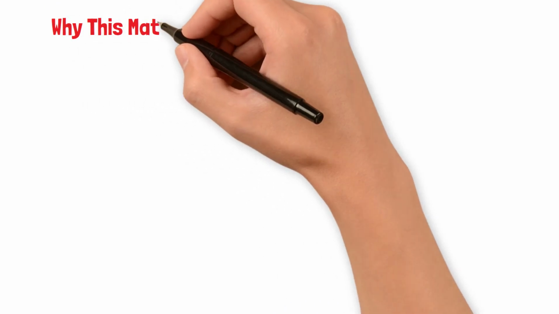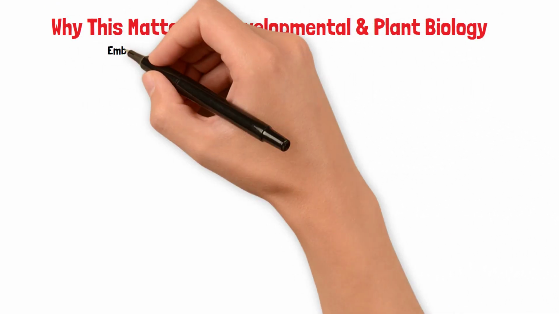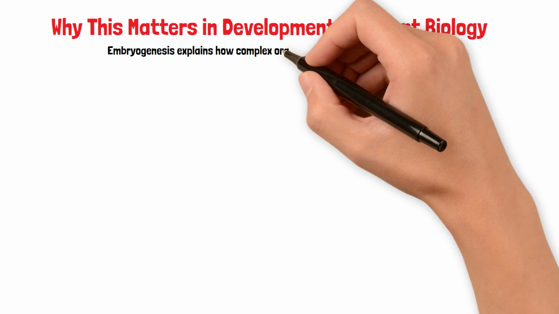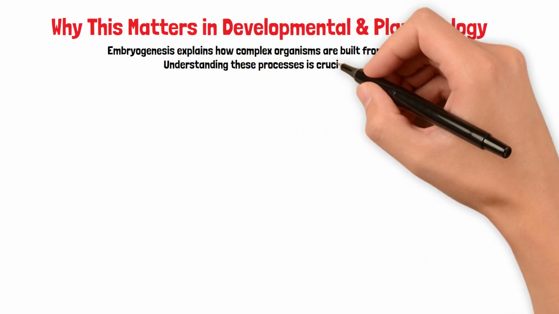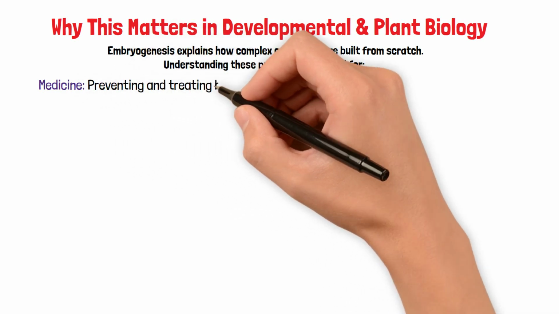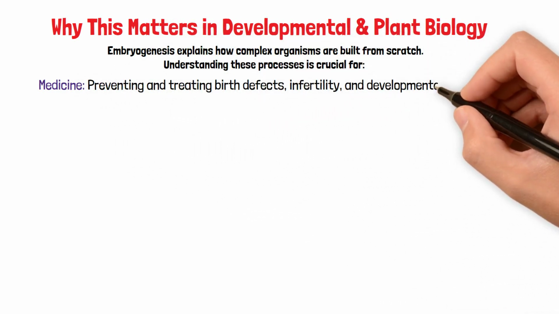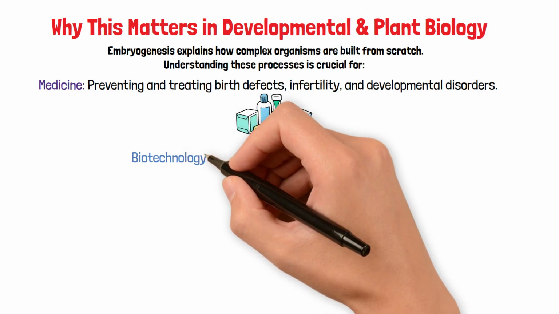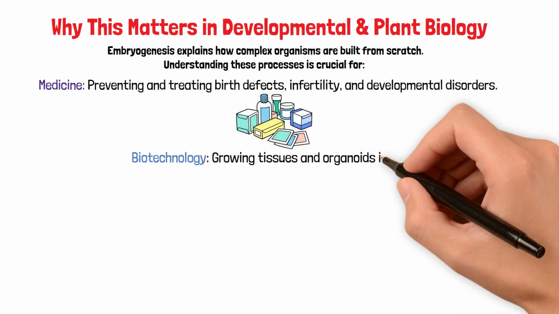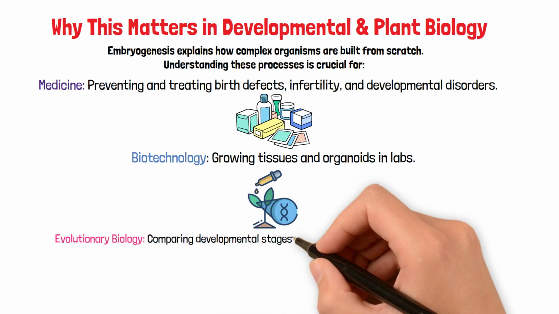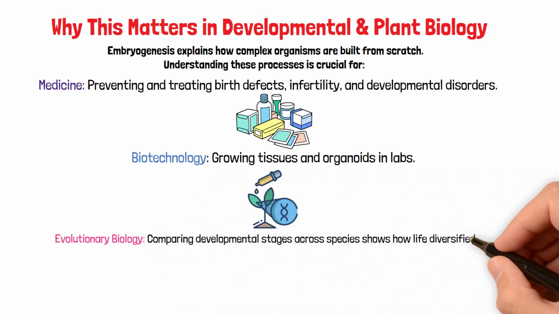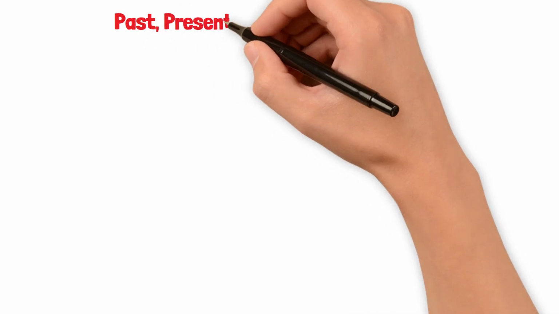Why this matters in developmental and plant biology. Embryogenesis explains how complex organisms are built from scratch. Understanding these processes is crucial for medicine: preventing and treating birth defects, infertility, and developmental disorders. Biotechnology: growing tissues and organoids in labs. Evolutionary biology: comparing developmental stages across species shows how life diversified, past, present, and future.